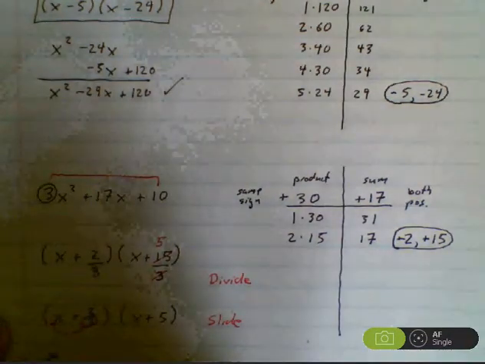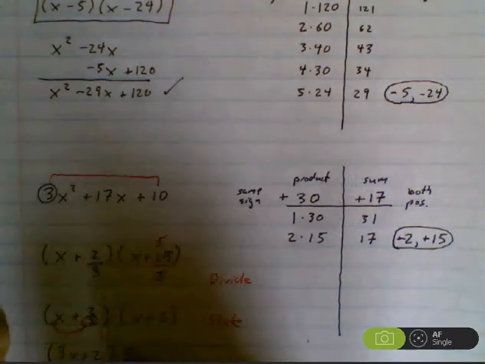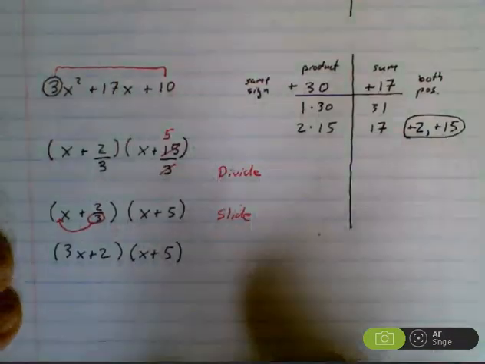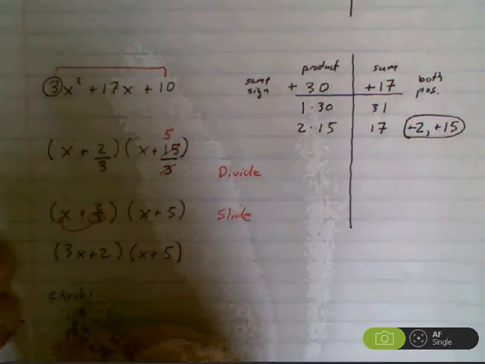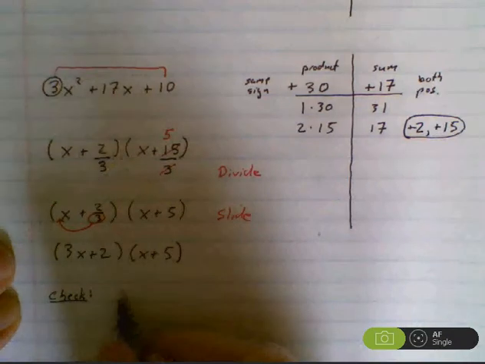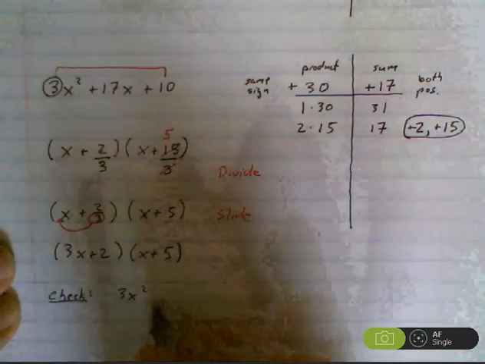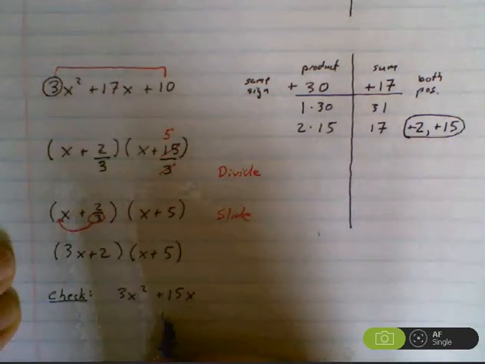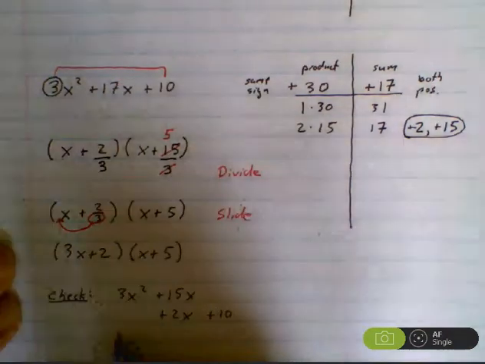Now you might not believe this works, so let's check it before we box our answer. The product of first is 3x squared. The outer is 15x. The inner is 2x. And the last is 10. And if we add those up, 3x squared plus 17x plus 10. And it worked. So this is the correct answer.